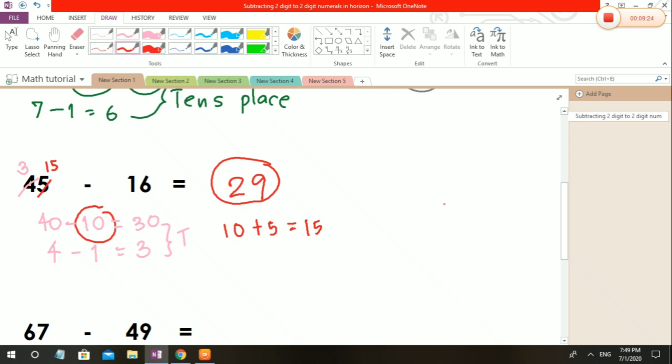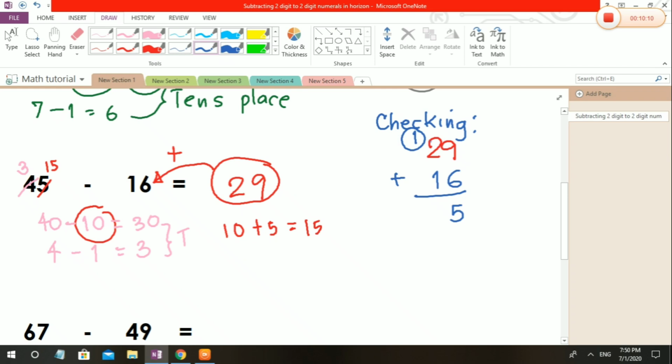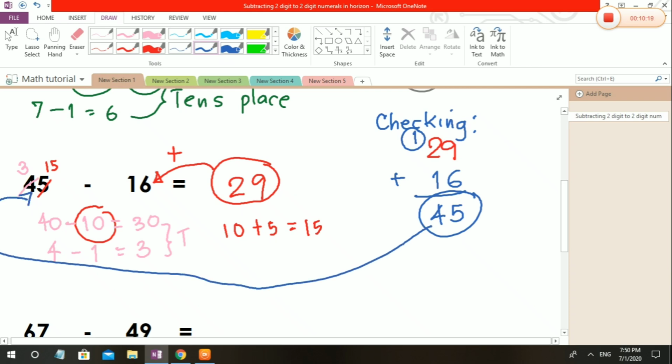Now, to check your answer, you are going to get the difference and then add it to the subtrahend. This one is what we call checking, to check if your answer is correct. So it means you must get the first number, or the minuend. So 29 plus 16. Try to watch my previous video on how to add 2 digits to 2 digits. So 9 plus 6 is equal to 15. Carry over 1. 1 plus 2 is 3, plus 1 is 4. Okay, so our minuend is 45. So it means our answer here is correct.